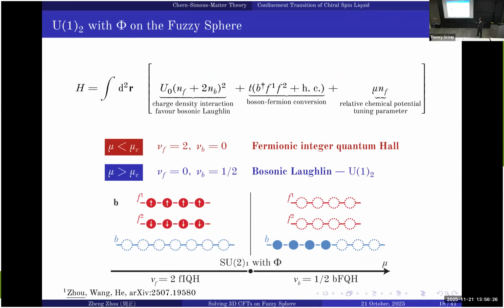And in our model, we write a charge density interaction, which is the simplest type of interaction we can get on the fuzzy sphere. And this term also favors the bosonic Laughlin state when everything is bosonic. We allow a boson-fermion conversion between 1 boson and 2 fermions. And the tuning parameter is a relative chemical potential, which tells us whether we favor fermions or favor bosons. When mu is large negative, the fermions are favored, so it will be a fermionic integer quantum Hall state. When mu is large and positive, the bosons are favored, and it is a bosonic Laughlin state.